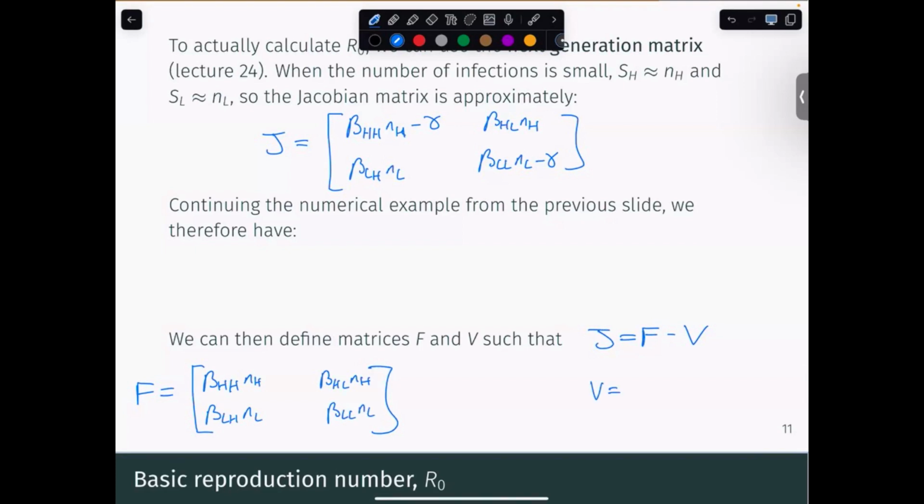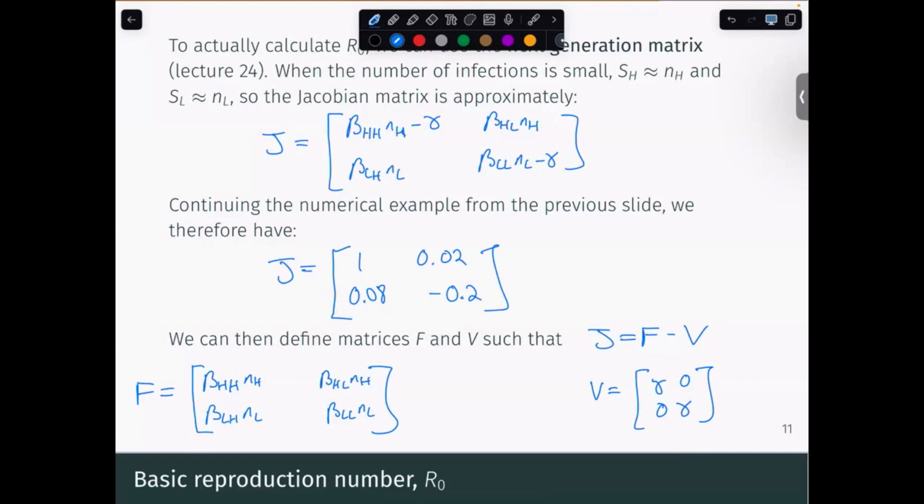And our V matrix is just going to be gamma, 0, 0, gamma. Right? So remember, it's not the element, it's the term. Does that make sense? Yeah? Okay, let's carry on with this numerical example. So our Jacobian for the numeric example is going to be 1, 0.02, 0.08, and minus 0.2. So there's nothing particularly special about this numerical example. It's just here to illustrate the method a little bit easier.